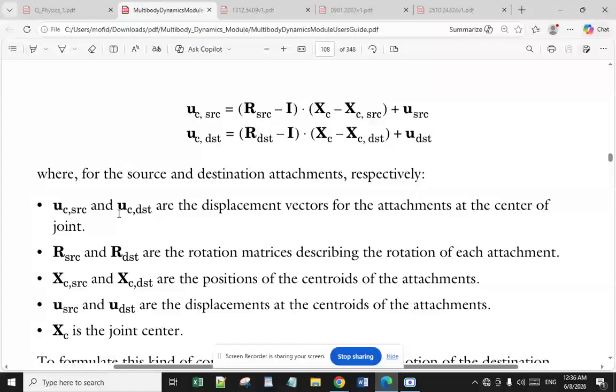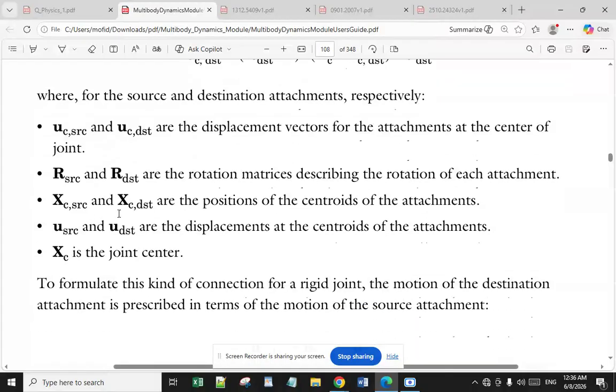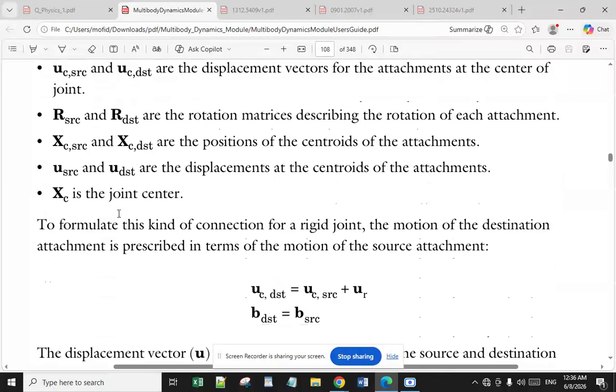UC source is equal to R source minus I multiplied by XC minus XC source plus U source. UC destination is equal to R destination minus I multiplied by XC minus XC destination plus U destination, where for the source and destination attachments respectively, UC source and UC destination are displacement vectors for the attachment at the center of joint. R source and R destination are the rotation matrices describing the rotation of each attachment. XC source and XC destination are the position of the centroid of the attachment. U source and U destination are the displacement at the centroid of the attachment. XC is the joint center.